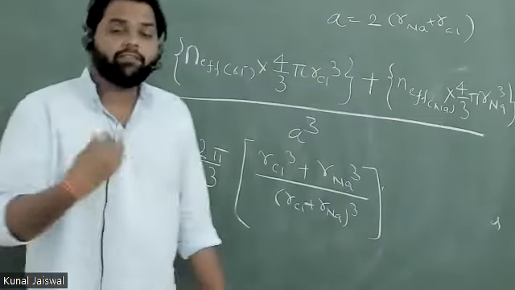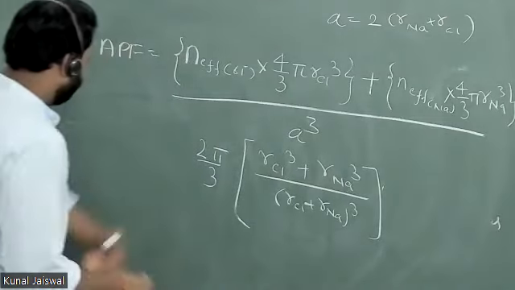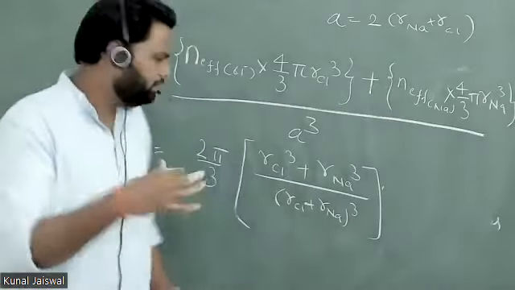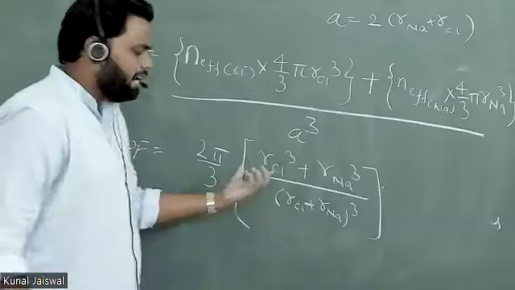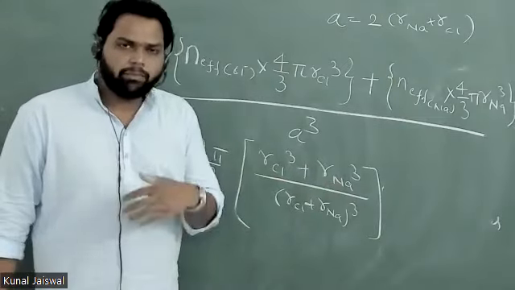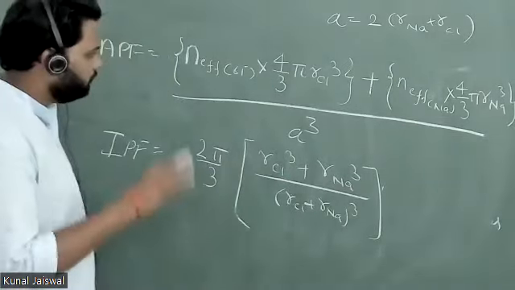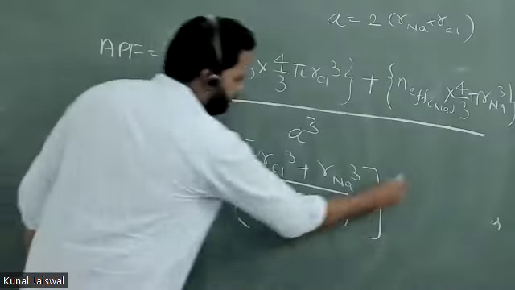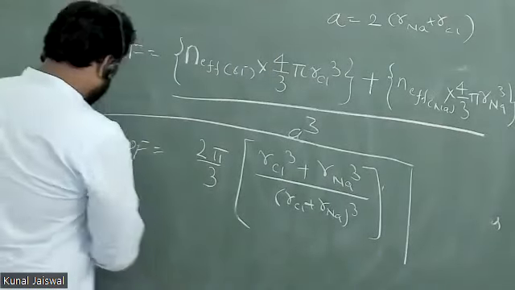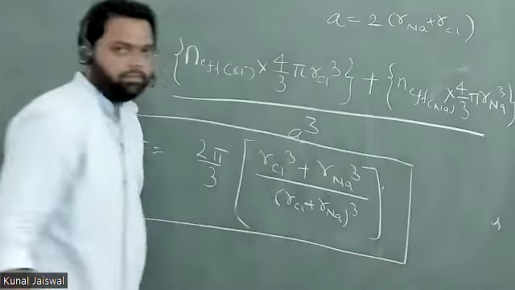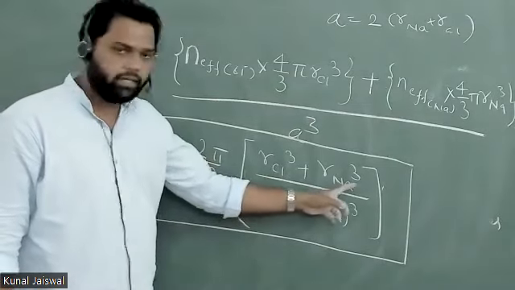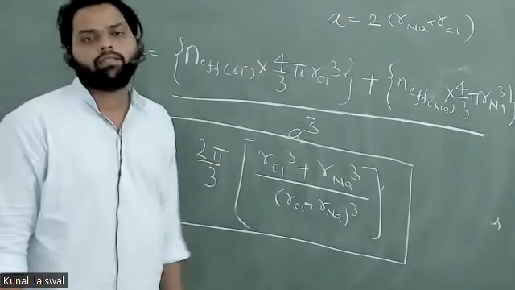Or you can call this the ionic packing fraction, because here we are dealing with ions. You can write here ionic packing fraction, IPF, not atomic packing fraction. It depends on the condition: there is the atomic radius of Cl and Na, and there is also the ionic radius of Cl and Na. It depends on what the question is asking. Basically, in your syllabus, this is all there is about packing fraction. And I guess in the 2014 NET exam, this relation was asked for 5 marks: 2 pi by 3 times R of Cl cube plus R of Na cube divided by R of Cl plus R of Na whole cube.